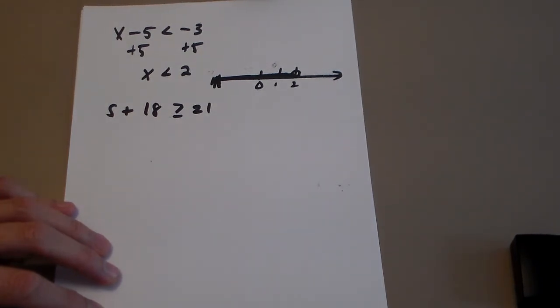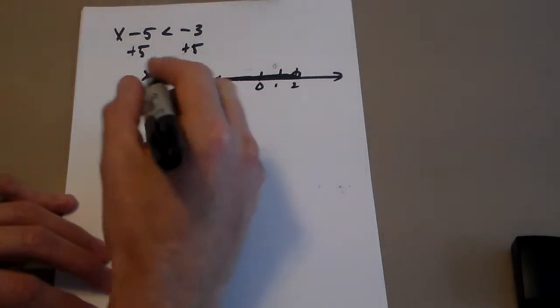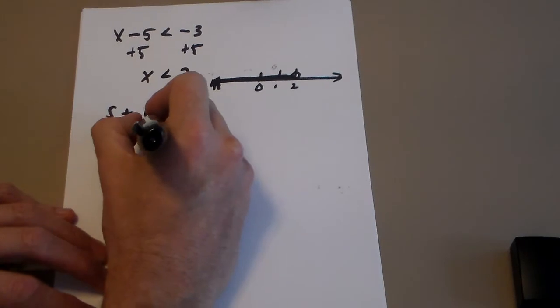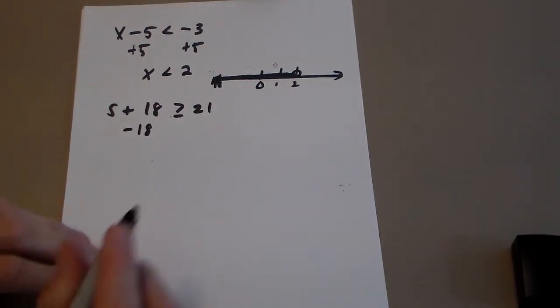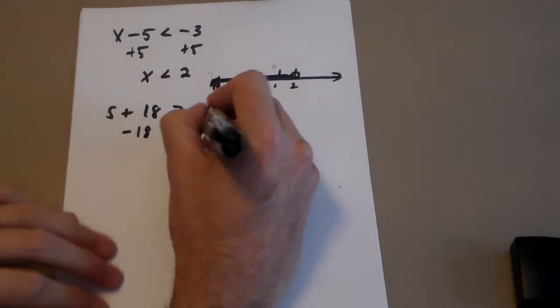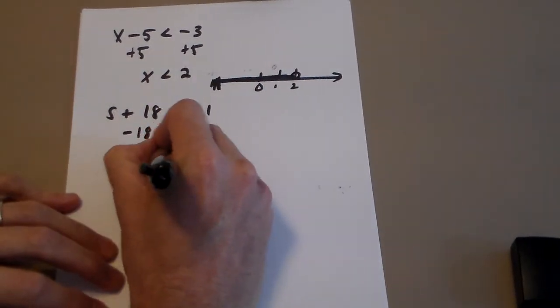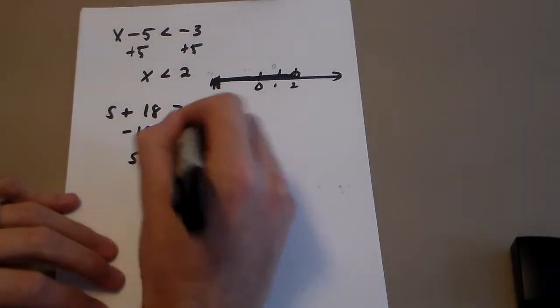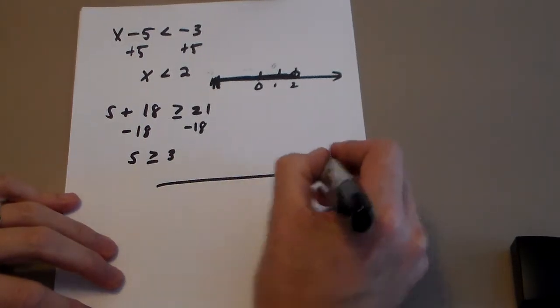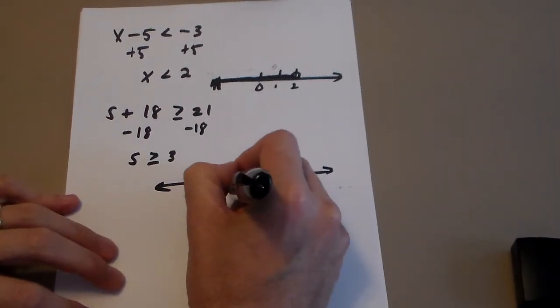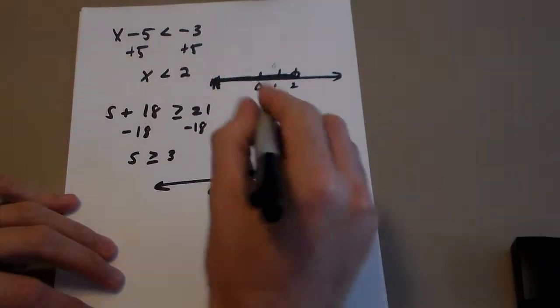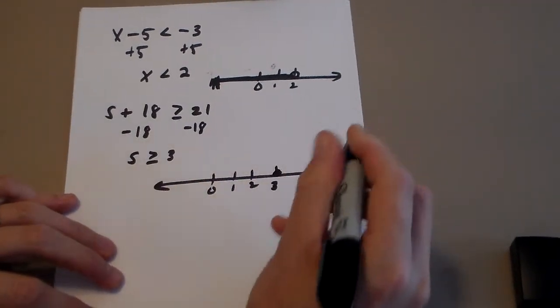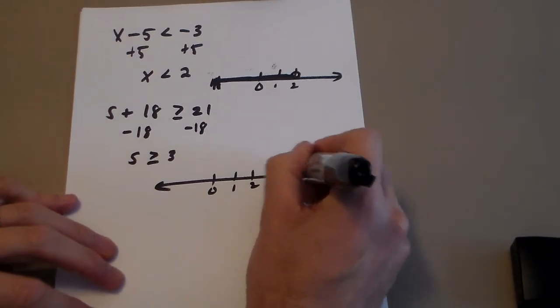So then we have this next one. And I'm going to go minus 18 because that's the inverse. The inverse of adding 18 is subtracting 18. So I'm going to go minus 18. Minus 18. S is greater than or equal to 3. 0, 1, 2, 3. Closed circle at 3. And we're going to shade this way.